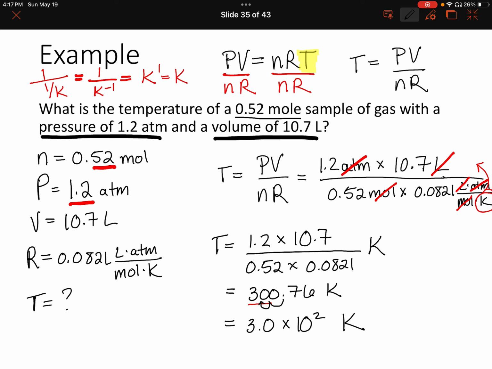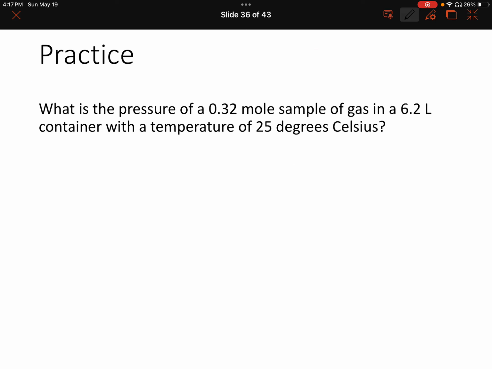All right, so now I'm going to give you a problem to try on your own. What is the pressure of a 0.32 mole sample of gas in a 6.2 liter container with a temperature of 25 degrees Celsius? See if you can solve this on your own, and then we'll go over it together.